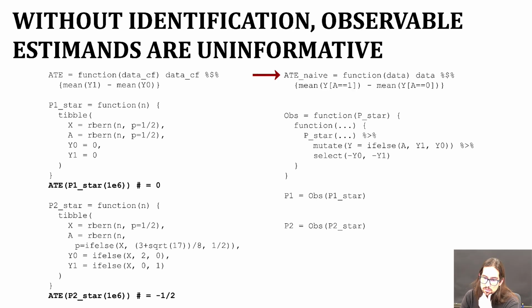And then we can ask about the naive ATE. Here we can't use the ATE function on data drawn from these because there is no y1 and y0. So this code would just say, hey, where's y1? What are you talking about?